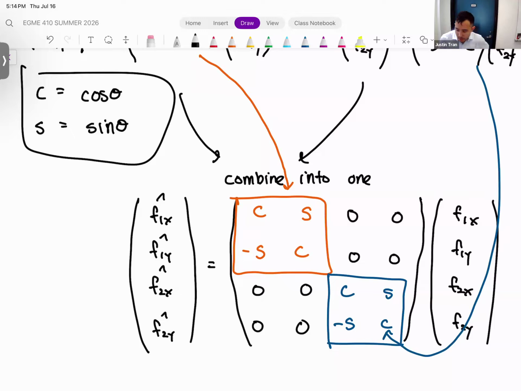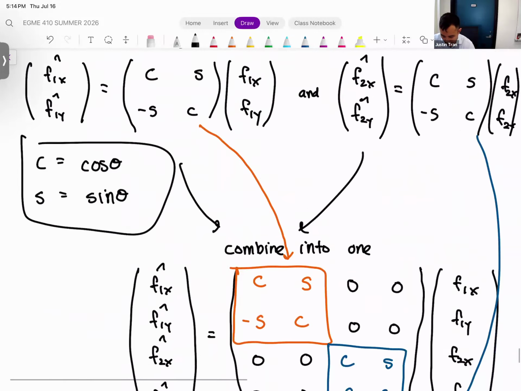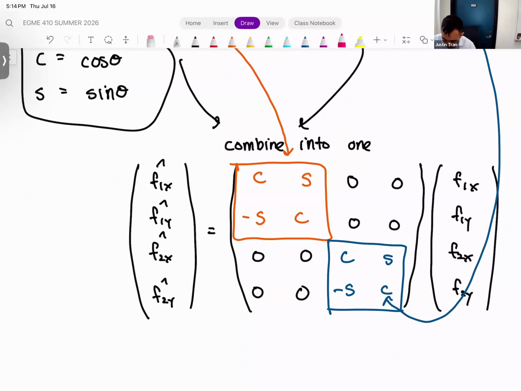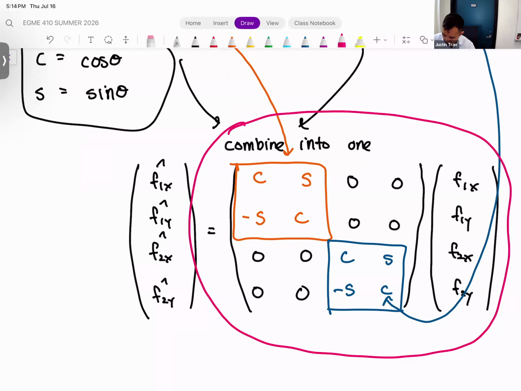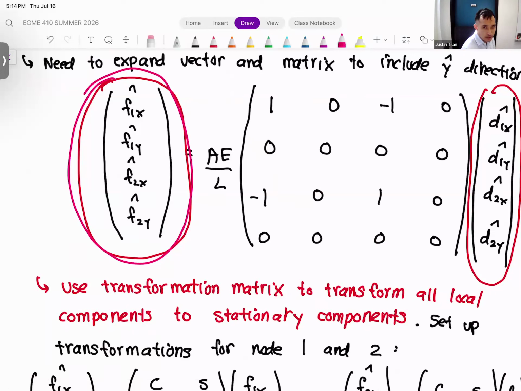Because what we can do now is that we have something we can plug directly into our element stiffness matrix up here, right? And so basically we can take this entire thing here and plug that into this right here, right? And that accomplishes our goal exactly, because at that point we eliminate all of the local coordinates from our system, and everything is going to be in terms of the stationary coordinates, which is exactly what we want.